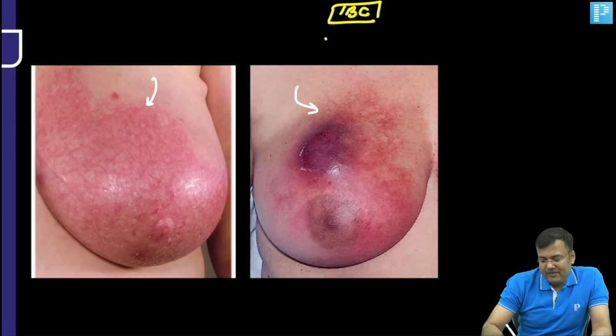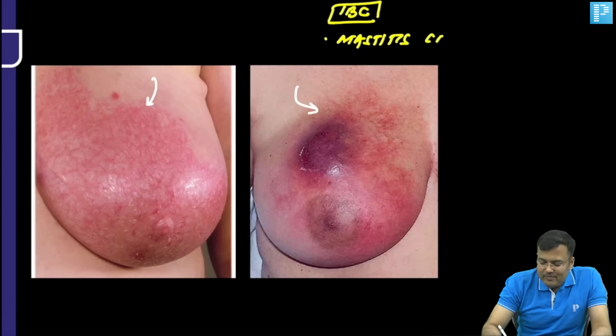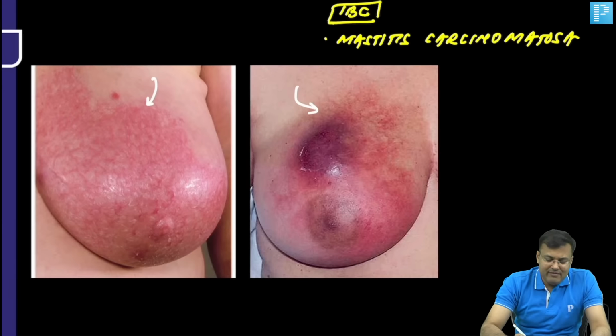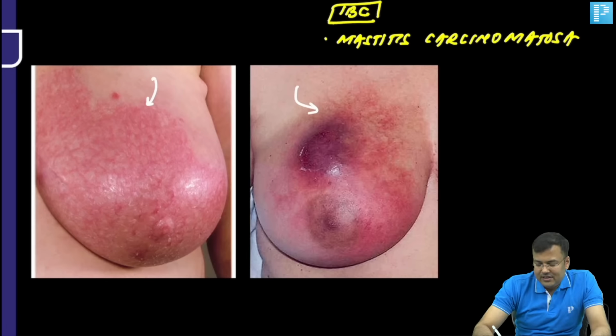What is the other name of inflammatory breast cancer? Guys, this is mastitis carcinomatosa. And this was the question, can you tell me what is the stage? Everybody is correct, guys, everybody. Ambika, Zoya, Haitvi, Karodia, Shinu, everybody is correct. It is T4D. So, the stage is T4D.